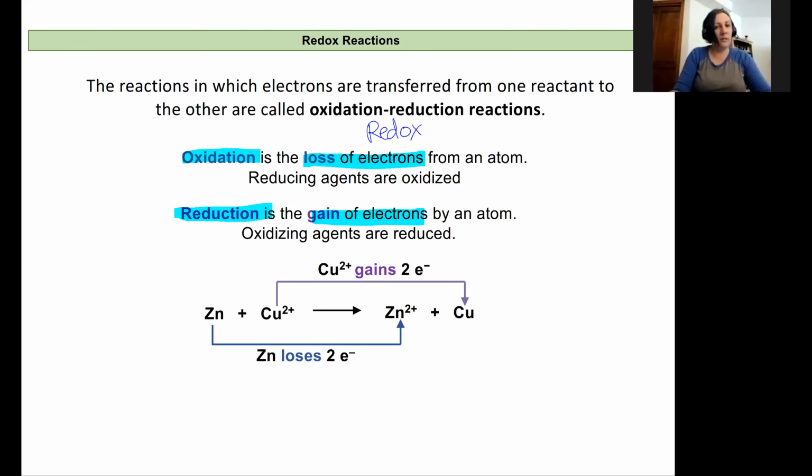There are a few handy mnemonics to remember this. Oil rig is one of them. I think there's also Leo the lion says grr, but I kind of always get that one mixed up. I know oil rig. It's oxidation is loss, of electrons. And reduction is gain.